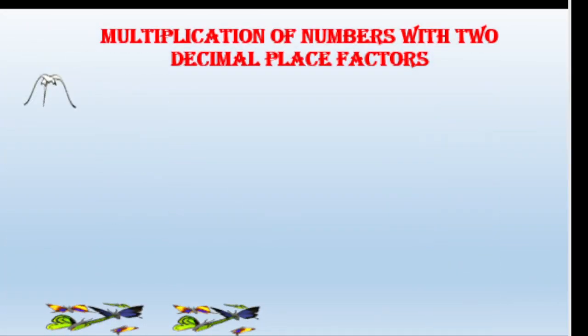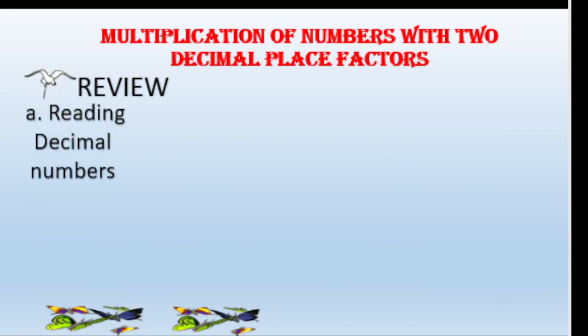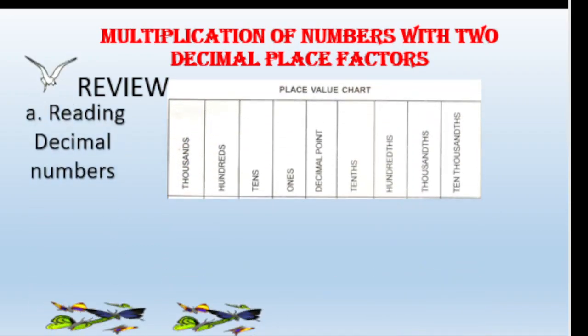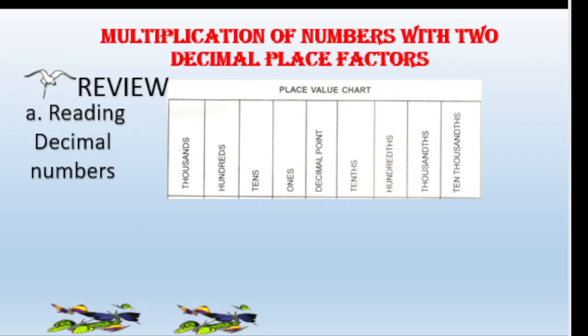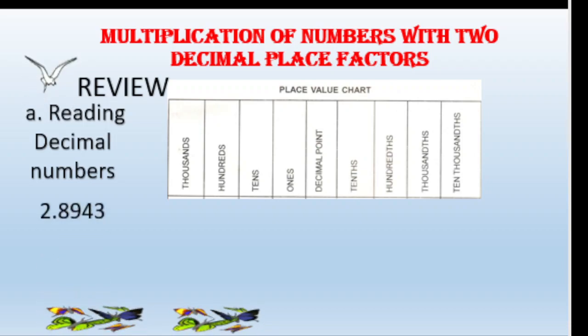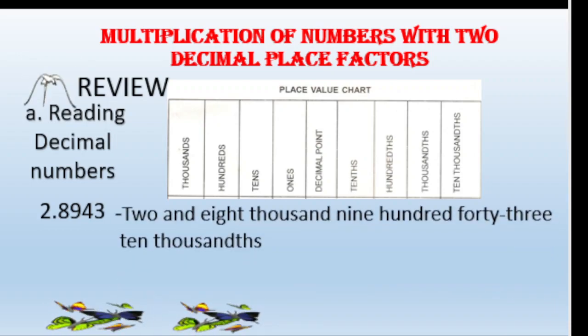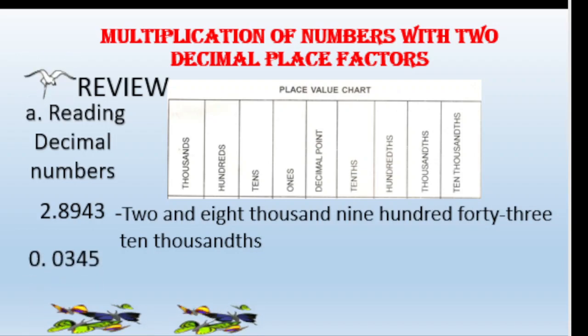For our review. Okay, reading decimal numbers. So you have the thousands, hundreds, tens, ones, the decimal point, tenths, hundredths, thousandths, and ten-thousandths. Okay, so you have 2.8943. How will you read that number? So that is equal to 2 and 8,943 ten-thousandths.